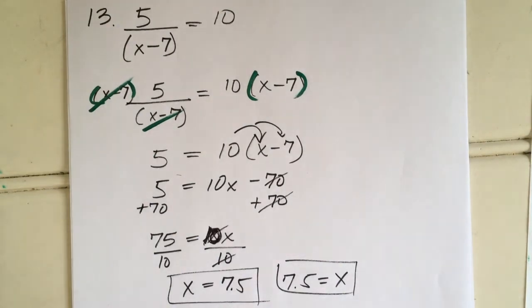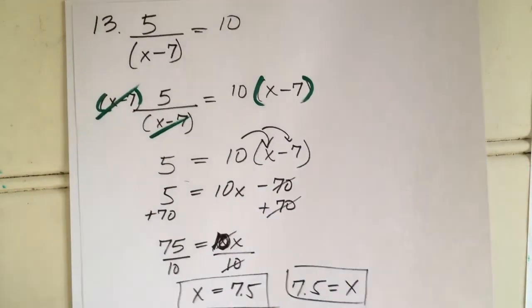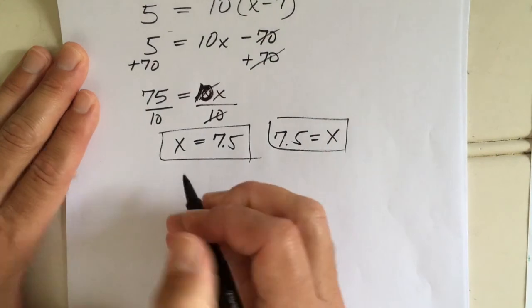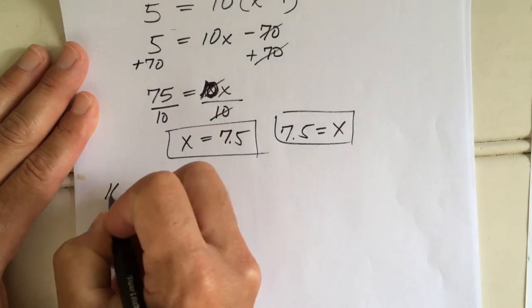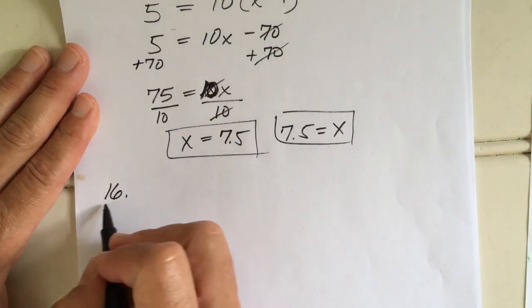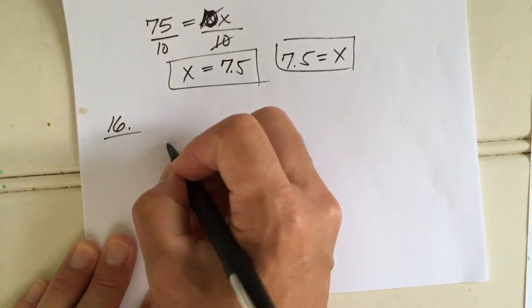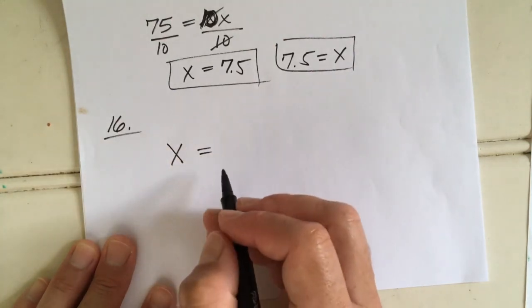So, all right, there's number 13. Now let's go ahead and look at number 16, which, if I'm going too fast, you can always pause it, and if I'm going too slow, and this is on YouTube, you can always speed it up. So then that way it's just a little quicker for you.